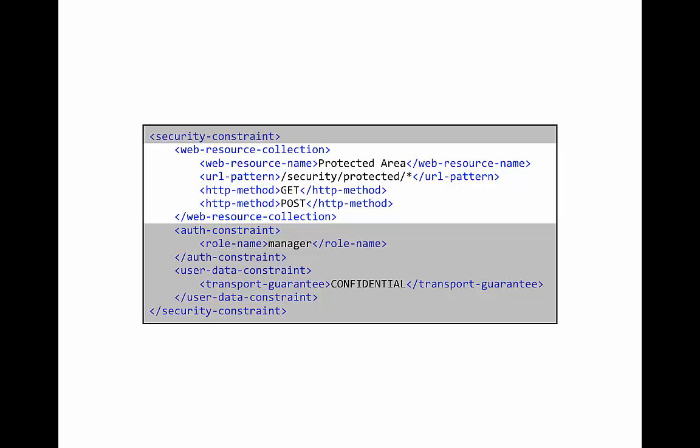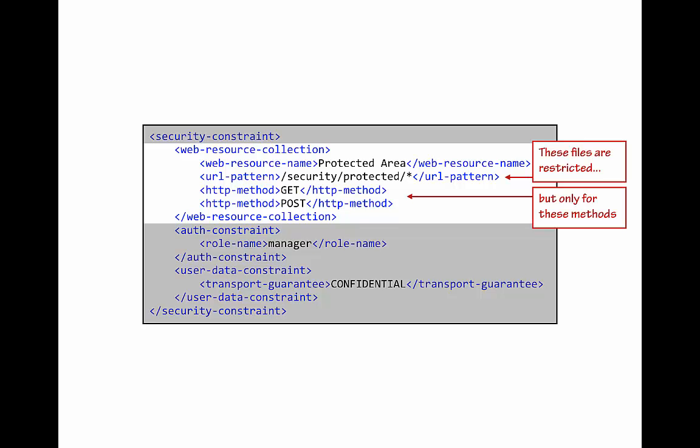The web resource collection sub-element indicates the resources to be protected for given HTTP methods. For example, this block of code says that all files in the directory security/protected are protected when someone tries to access them with an HTTP GET request or an HTTP POST request. If someone tries to access the files using an HTTP PUT request, for example, the files are not protected.